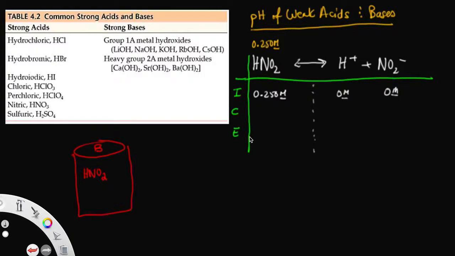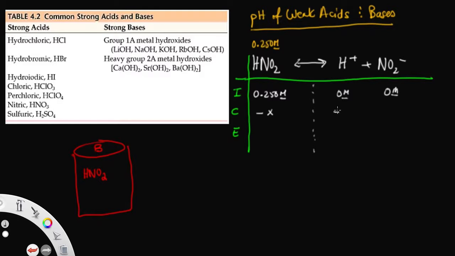What happens when the reaction is taking place? What is the change? So what we know is when this HNO2 is being converted into H plus and NO2 minus, we're losing some concentration of HNO2. We're losing some amount, and we're going to name that X. Minus X. We're going to be losing some of that HNO2 because we're going to be producing H plus and NO2 minus from it. So we're losing some of our initial concentration of reactant.